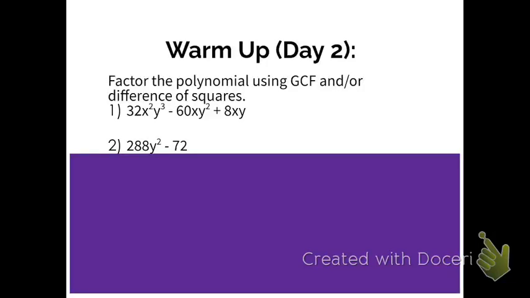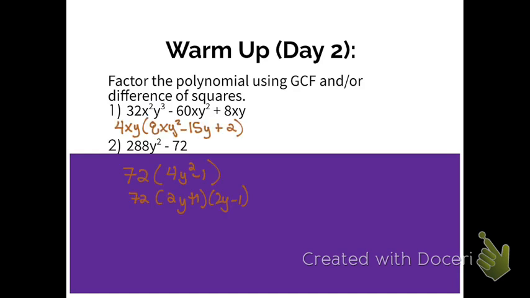Greetings, mathematicians. In this video, we're going to be looking at another type of factoring, specifically how to factor trinomials. But first, we'll start with a quick review. So go ahead and pause the video and try to factor these two problems, and then come back to check your work.